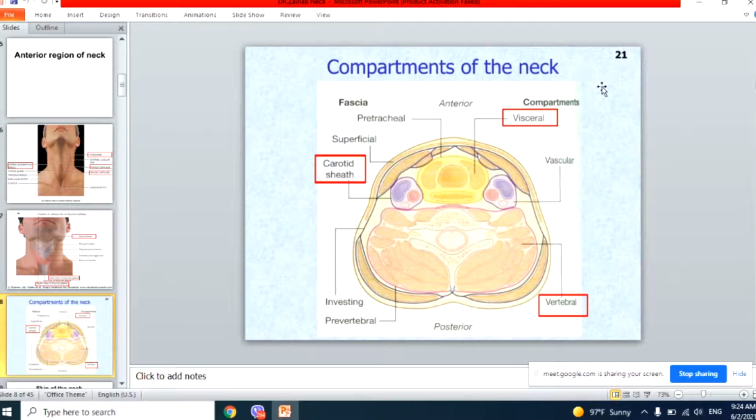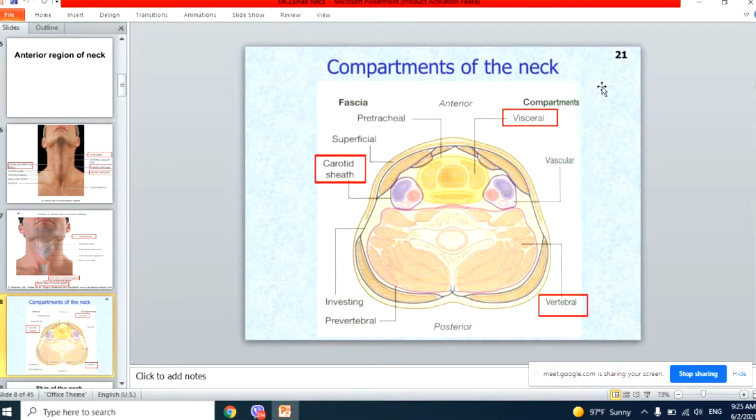The vertebral compartment is in the center, in white color. It contains the cervical vertebrae. So in the center of the neck we have the cervical vertebrae with the cartilaginous disc between each vertebral body. Also the spinal canal is bounded by the vertebrae, and this spinal canal protects and is a portion for the spinal cord of the neck. Okay.